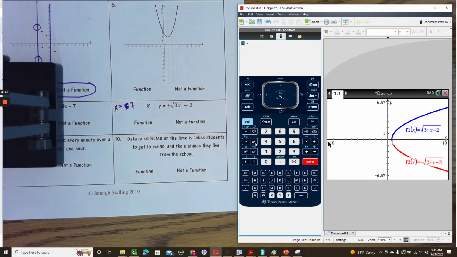What about that one? Is that graph a function? No. Yeah. So this graph right here, if I put a vertical line through it, it touches in 2 spots. Not a function.